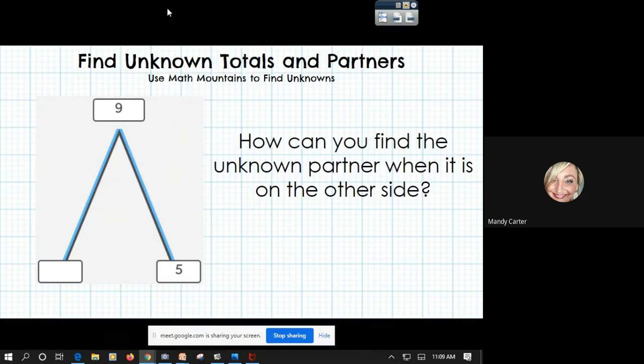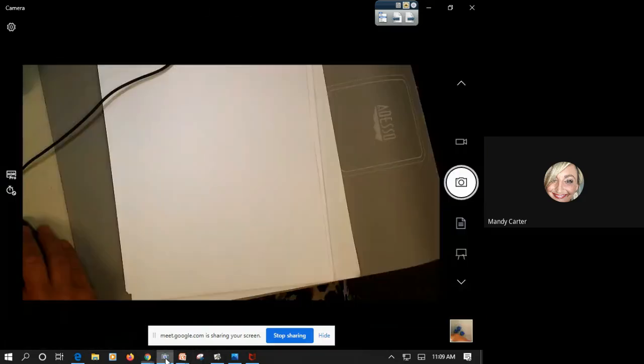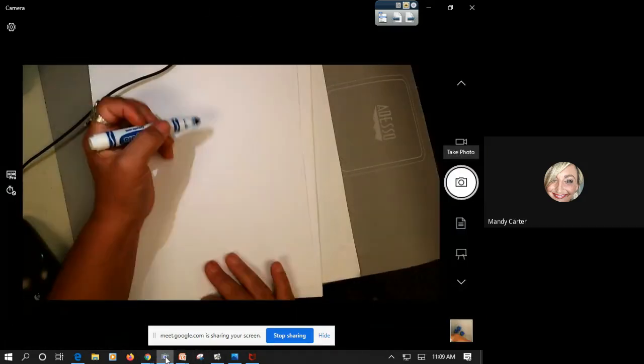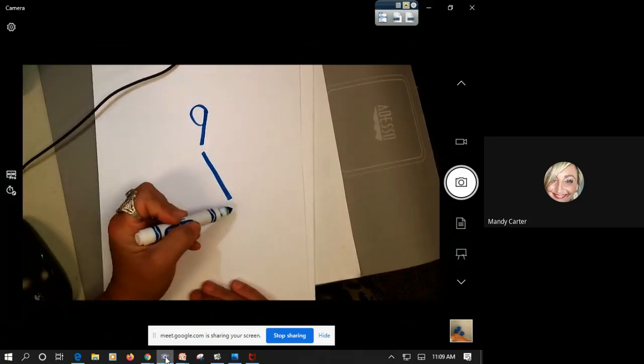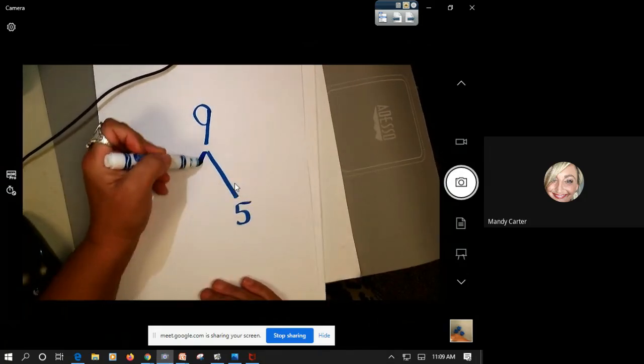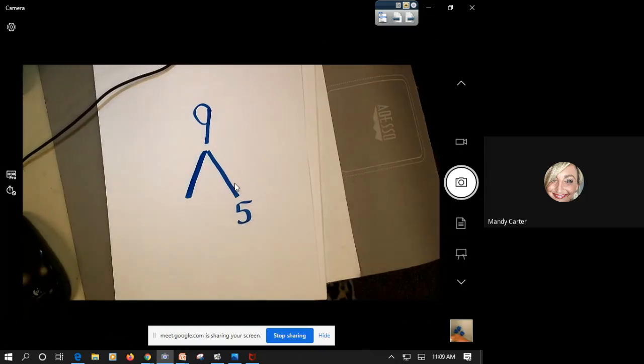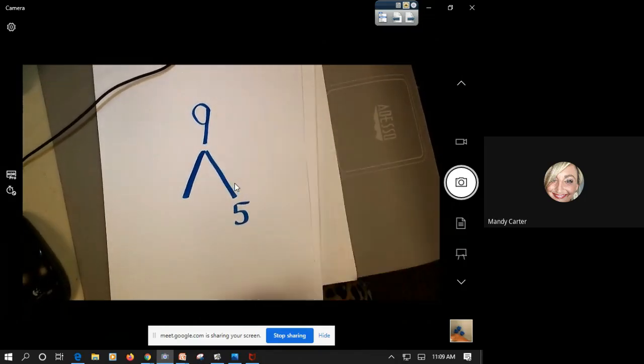So let me go ahead and get my paper ready. And if you have some paper at home, you can draw a math mountain too. So our total is 9. And one of our partners is 5. And we need to find out what we can put with 5 to get a 9.